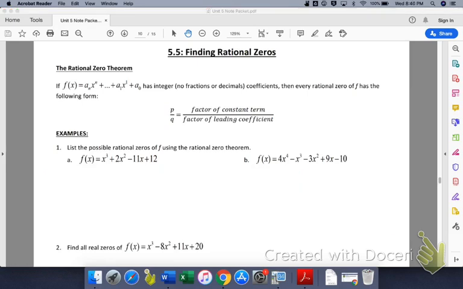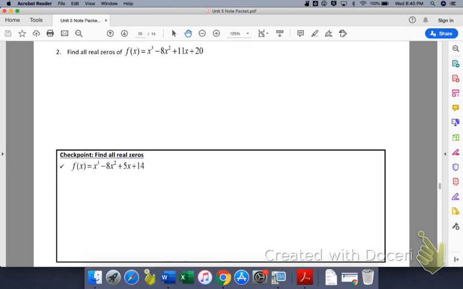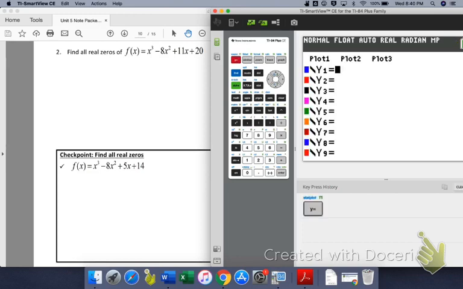So let's take a look here at example number 2. We're going to find all the real zeros of the function that's given. So what we're going to do first is use our graphing calculator to punch stuff in and figure out where the zeros should be. So we go to our graphing calculator. We know by this point how to punch everything in.